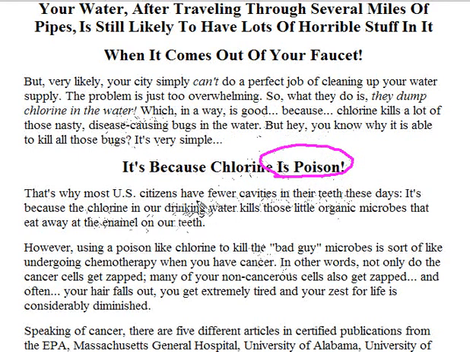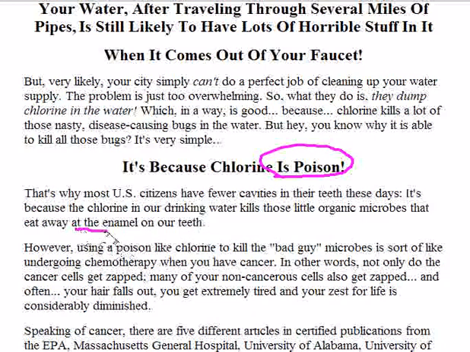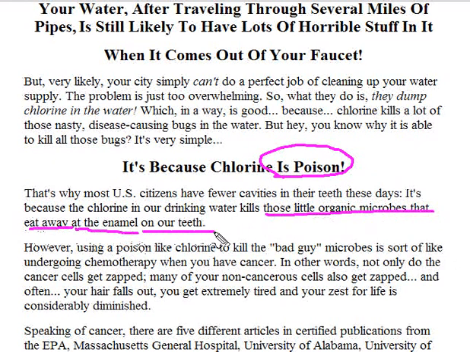That's why most of your citizens have fewer cavities in their teeth these days. It's because the chlorine in our drinking water kills those little organic microbes that eat away at the enamel of our teeth. I'm not so sure about this fact. They actually put fluorine, the fluorides, in the water to strengthen enamel. But again, let's accept it as is. However, using a poison like chlorine to kill the bad guy microbe is sort of like undergoing chemotherapy.